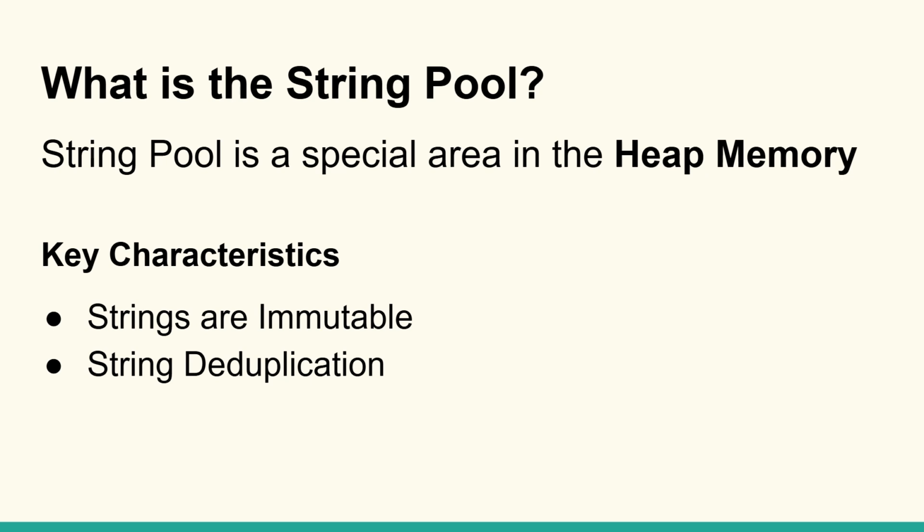If we talk about the key characteristics of string pool, then one is that strings are immutable, which means once created, a string object cannot be modified. And second is deduplication, which means Java reuses string literals already present in the pool instead of creating a new object in the same pool.